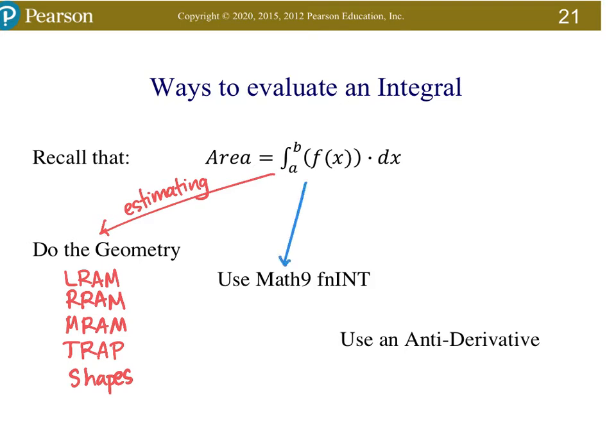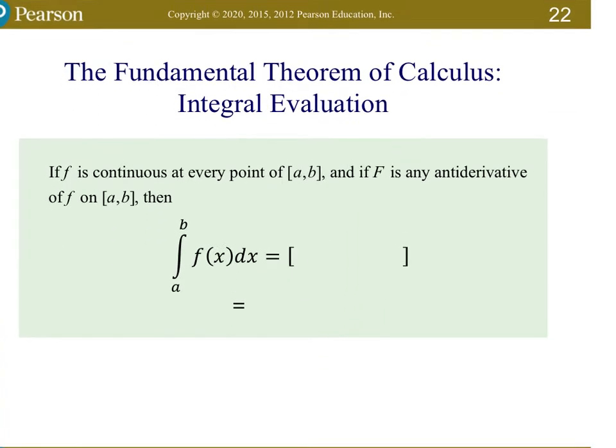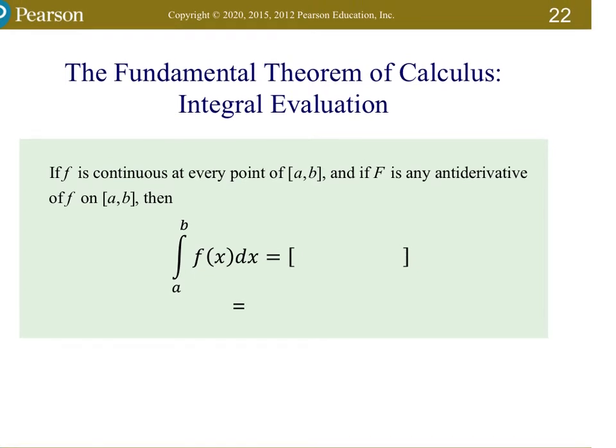So then we move to exact. And we can do exact with Math 9 using the fnInt feature on our calculator. And the final way to do exact is without the calculator, and that's doing the antiderivative. So that's also an exact way of finding the area underneath the curve. So that leads us to the fundamental, which means the most important theorem of calculus.